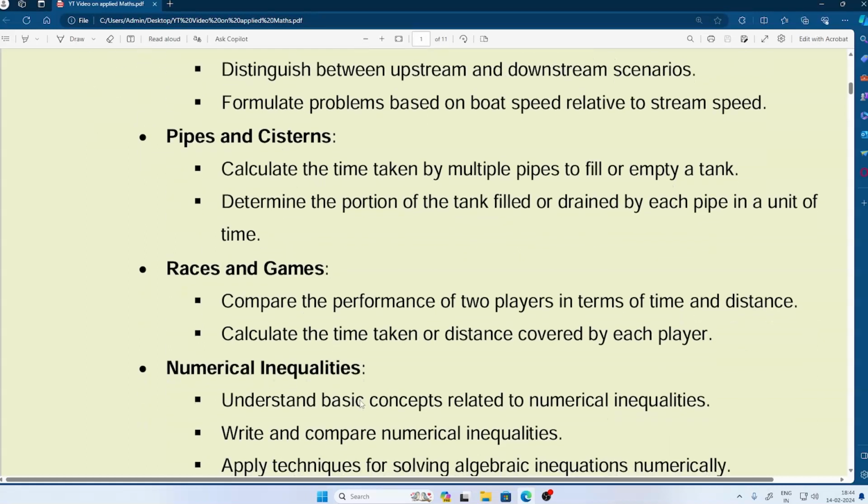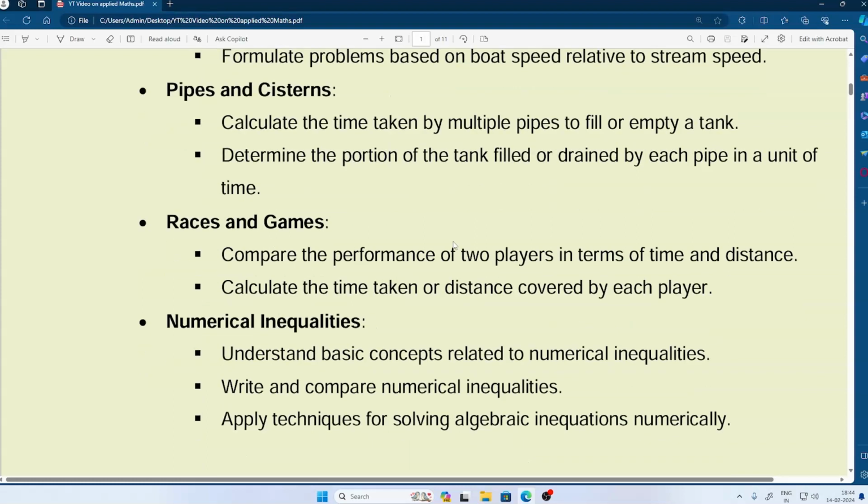Similarly, races and games: compare the performance of two players in terms of times and distance. Normally races and games means two players are involved, more than two is also possible, but in past years' board papers, sample papers, and our school examination papers, questions were asked where two competitors are there. Time taken, distance covered, direct formula sum. If you get it, you apply the formula.